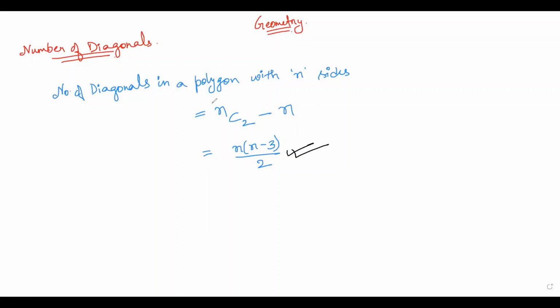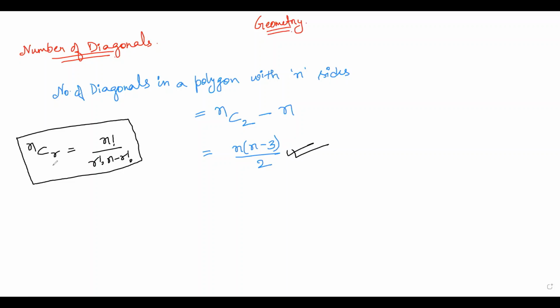This nC2 here simply means the number of ways of choosing 2 things out of n things. In general, it is given by nCr, whose formula is n factorial upon r factorial into n minus r factorial, which simply gives us the number of ways of choosing r things out of n things. Well, we'll be discussing in more details about this nCr thing in the permutation and combination chapter. But for the time being, simply try to understand what this nC2 means. So, number of diagonals in a polygon with n sides can be found out simply by using n into n minus 3 upon 2.